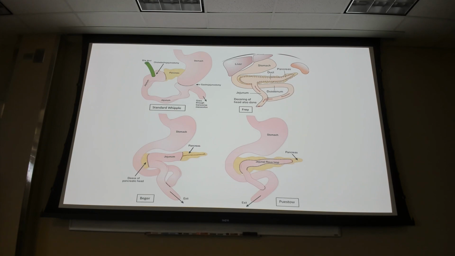But it's not something you guys need to memorize, each procedure and why we're doing them. Just have an understanding that there are different procedures depending on where we have the diseased pancreas and what we're going to do for it.